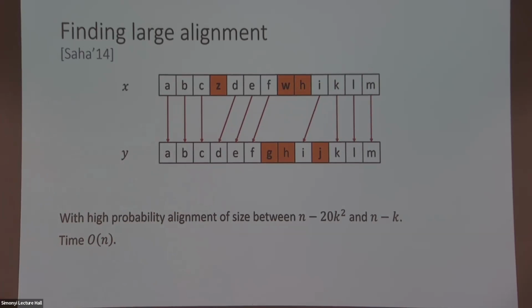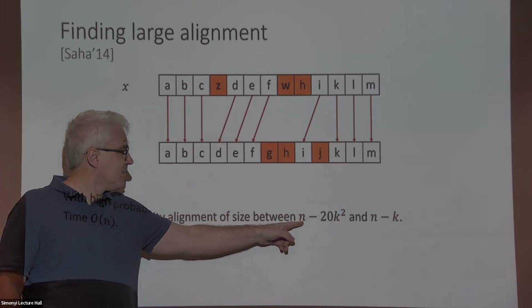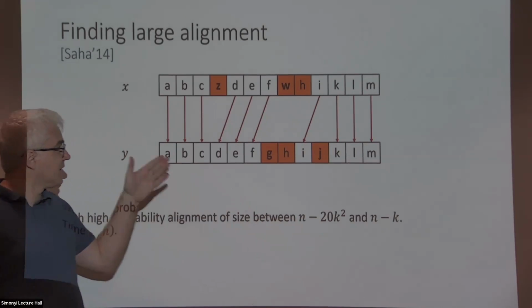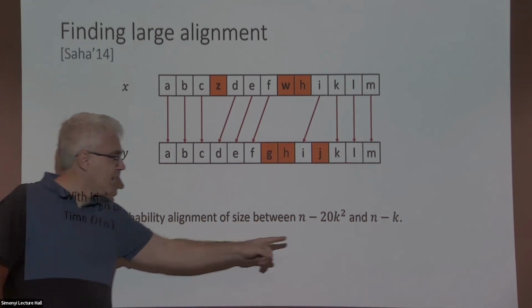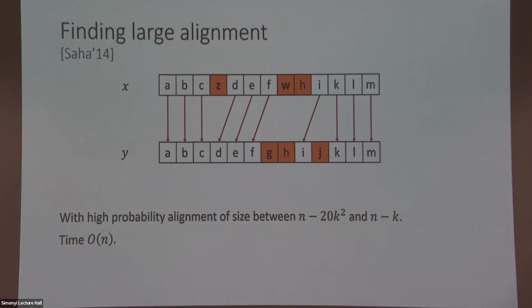So the algorithm is very simple. You just scan the two strings left to right. On every mismatch, you flip a coin to decide which symbol to preserve, and you throw out the other. Turns out that this works surprisingly well. This gives you a matching of size somewhere between n minus 20k squared, where k is the real edit distance, and n minus k. So it's a k approximation to edit distance. And the time is linear, because of a random walk on the line, basically. Exactly. Right.